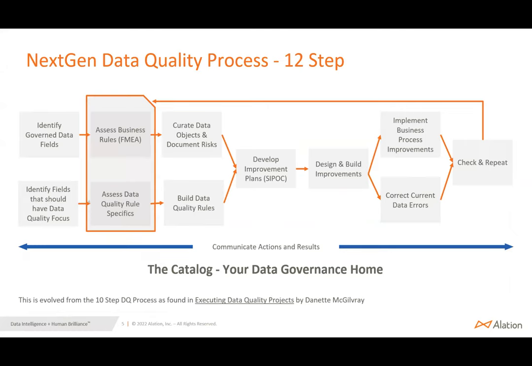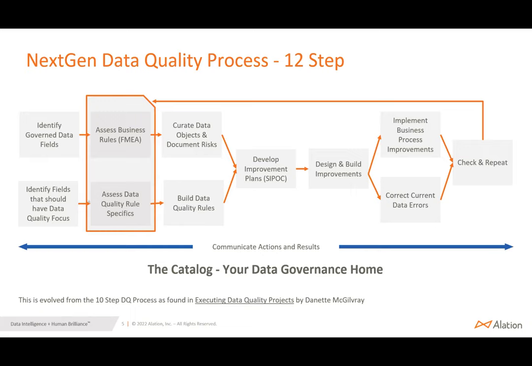We've actually taken Danette McGilvery's 10-step process to data quality and retooled it a little bit for shops that are using catalogs. So what this flow really gives us is a way to go in and think about the catalog, help to identify what data fields we need to have governed, assess what those business rules are, and then go back in and, of those fields that are governed, identify which ones really need to have a data quality focus. And those that need to have a data quality focus, then go in and define those specifics, build those rules, make all that available to us within the catalog in order to be able to develop improvement plans, build out improvements, and then implement that and continue to move forward, right?